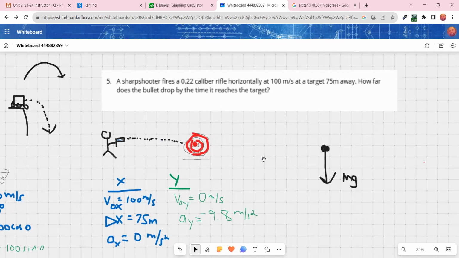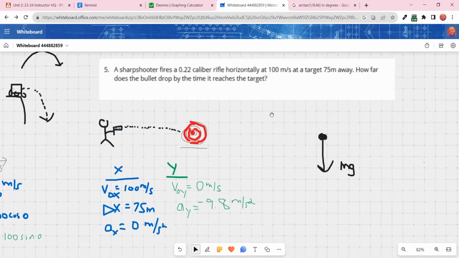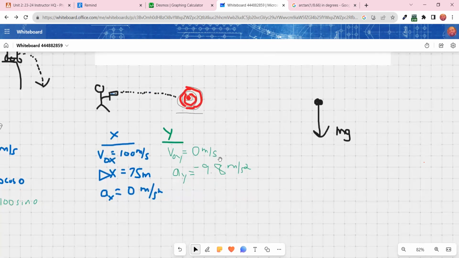All right. I believe that's everything we know. How far does the bullet drop by the time it reaches the target? That's what we need to know. Once you have everything written down, it's actually still a pretty tough problem because you have to decide what equations you need to use. Okay.